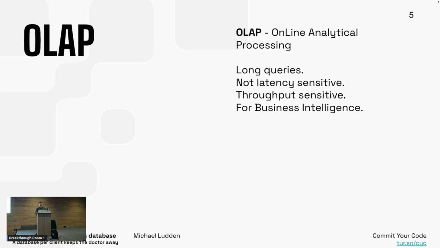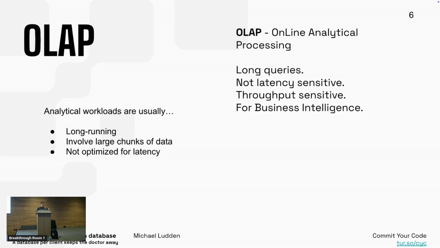OLAP stands for Online Analytical Processing. Yes, the L is line in online, which is interesting. OLAP is a type of database technology that is about long queries. It is throughput sensitive, not latency sensitive, and it's mostly for business intelligence. So essentially, it's for analytical workloads. Workloads that are long running, involve large chunks of data, and that aren't optimized for latency. So not great for multi-tenancy and the use cases that we're going to discuss today.